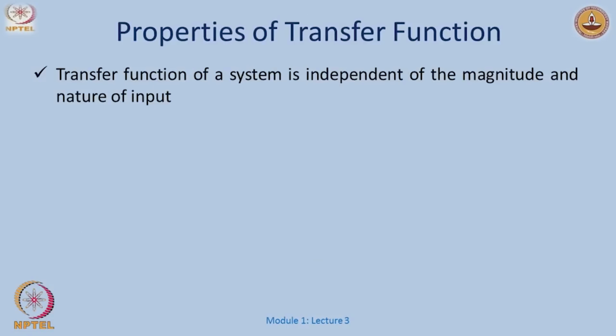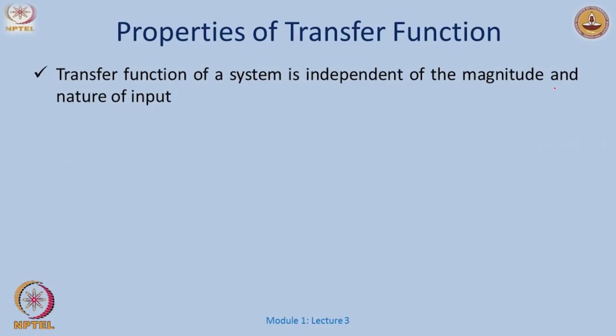Okay. So, given this transfer function, what are its properties? Well, the first says that the transfer function of a system is independent of the magnitude and the nature of the input, which means it is essentially a system level property. It is just based on what is the system at hand, not what is the input signal. For example, if I take any system with a transfer function G of S, and I measure a certain output with a certain input U of S.